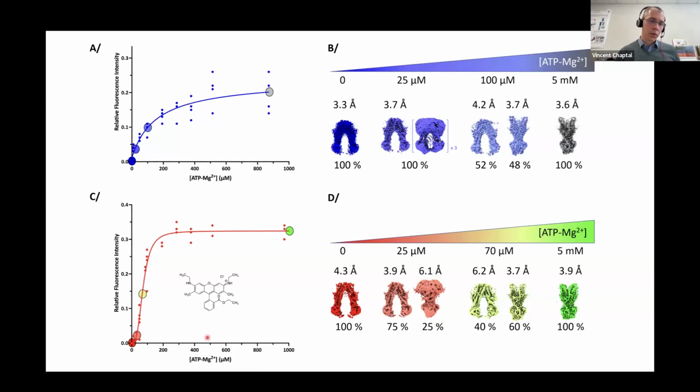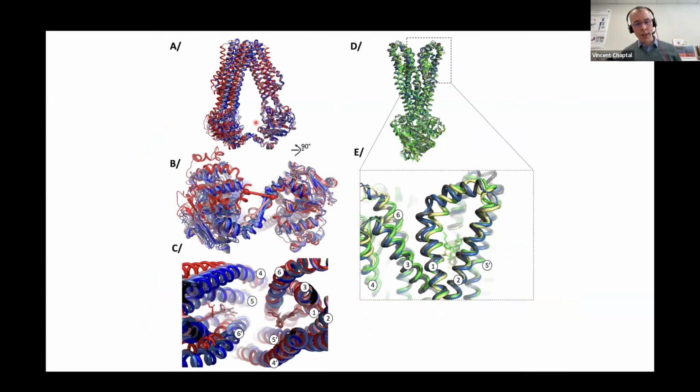In accordance with the allosteric effect, the fact that when one ATP binds, it helps the other one bind faster. And then when we go to the K05, at 70 micromolar, we have 60% of the particles in the outward-facing conformation, and it requires more ATP to reach this in the absence of drug, which is in accordance with the enzymology.